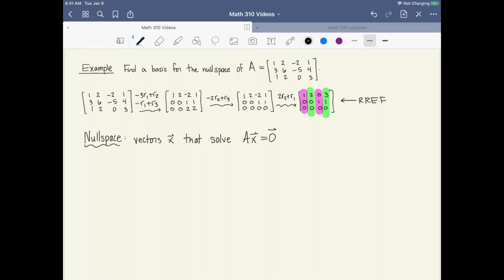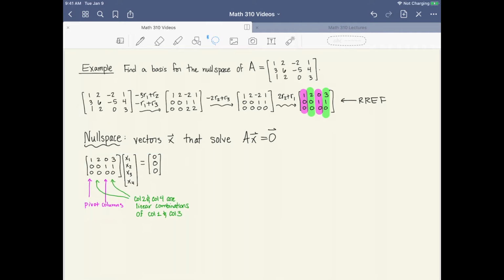One thing that's important to keep in mind as we do this null space problem is what the null space is. The null space is the vector space of the vectors x that solve the equation Ax equals 0. So along with this matrix that we produced, we can think about the system of equations that goes along with it as well. So what we have here are the pivot columns, and then we have the other two columns that are linear combinations of what comes before.